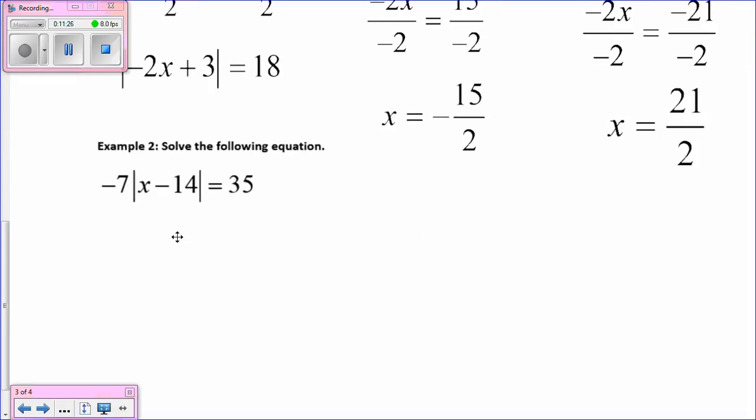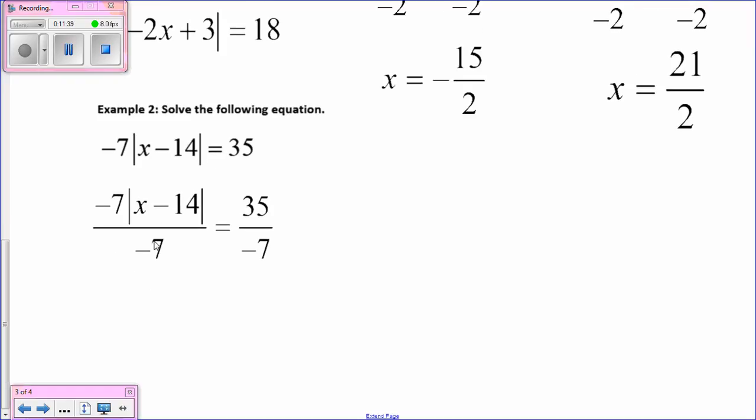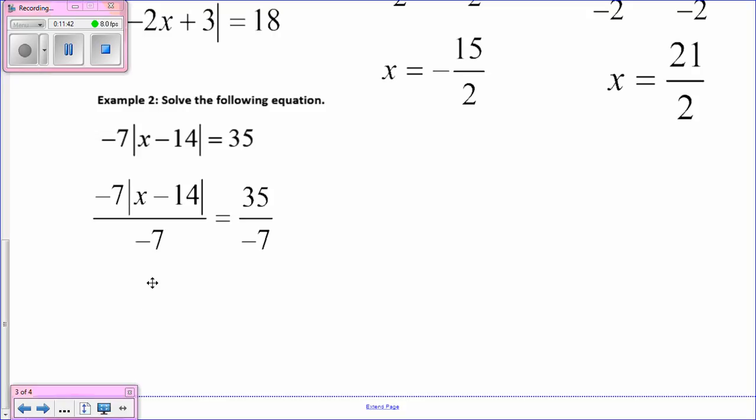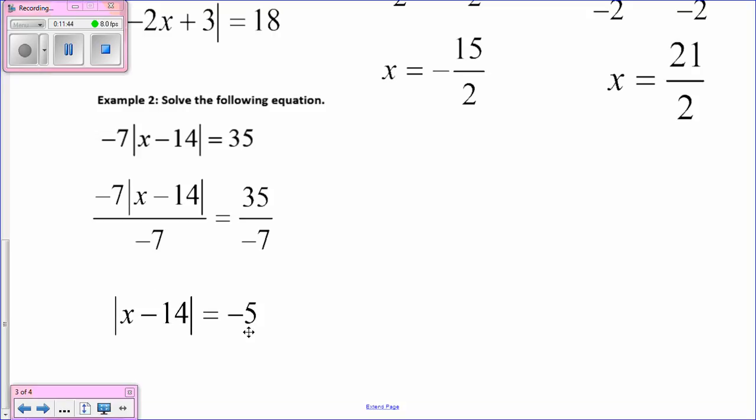Here we have negative 7 times the absolute value of x minus 14. First thing, I want to get this absolute value by itself. So I divide both sides by negative 7. And now I get the absolute value equals negative 5. Hold up. You guys seeing this? It's saying an absolute value is equal to a negative number. Can we ever take an absolute value and get a negative number? No way. It's not possible.